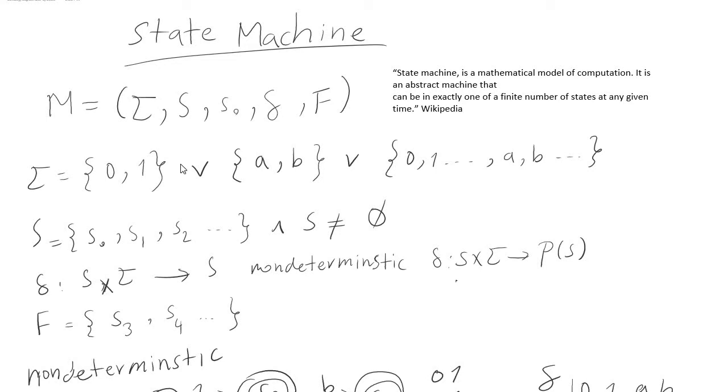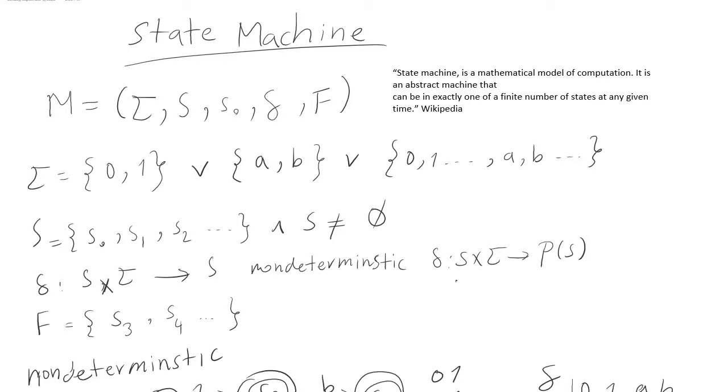In this video, we're going to talk about state machines. State machines are a mathematical model of computation. It is an abstract machine that can be in exactly one of a finite number of states at any given time. So the mathematical formula for a state machine looks like this.